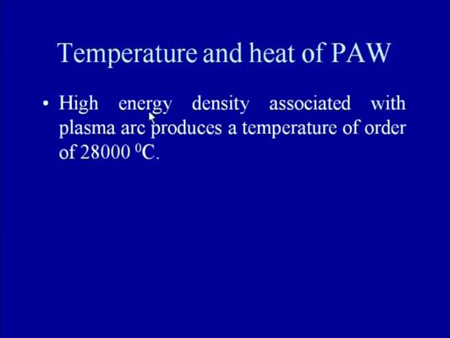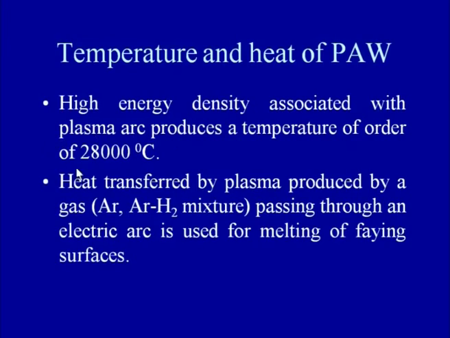So, this constricted plasma arc is developed basically due to the flow of these plasma gases through this small size nozzle, and because of this constriction, the high energy density associated with the plasma produces a very high temperature, to the tune of 28,000 degrees centigrade. This high temperature makes it possible to melt even difficult to melt materials and makes the welding easier. The heat transferred by the plasma produced by gases like argon or an argon helium mixture passing through the electric arc is used for melting the faying surfaces.